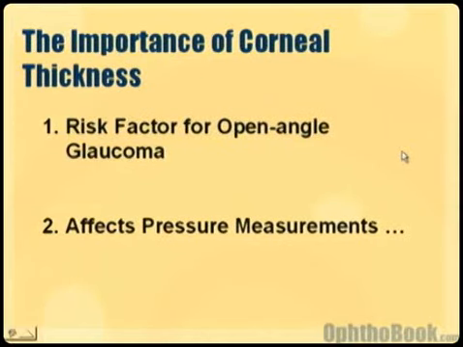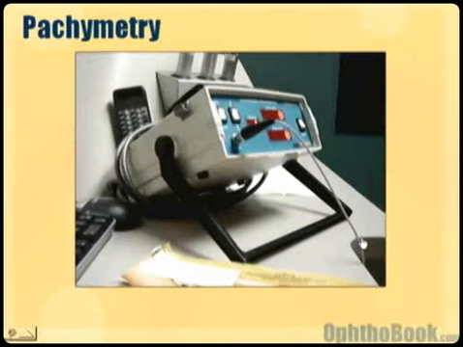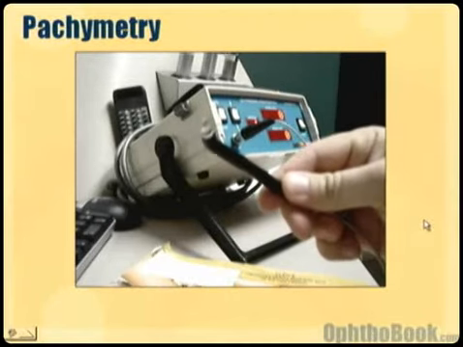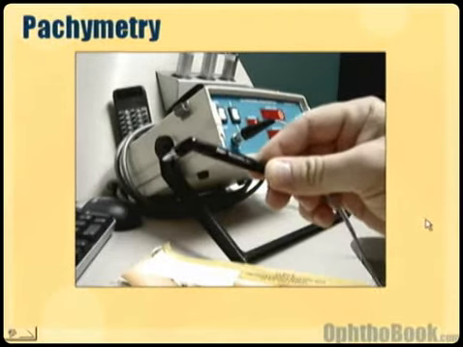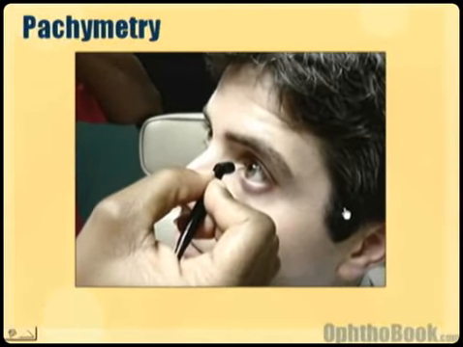Now, the importance of corneal thickness. Some studies somewhat recently have shown that people with very thin corneas are at higher risk for having open-angle glaucoma, and the corneal thickness will also affect your pressure measurement. If you remember, we measured the pressure by basically pushing on the eye with a little measuring device. But if someone has a very thin or thick cornea, you can get various results.